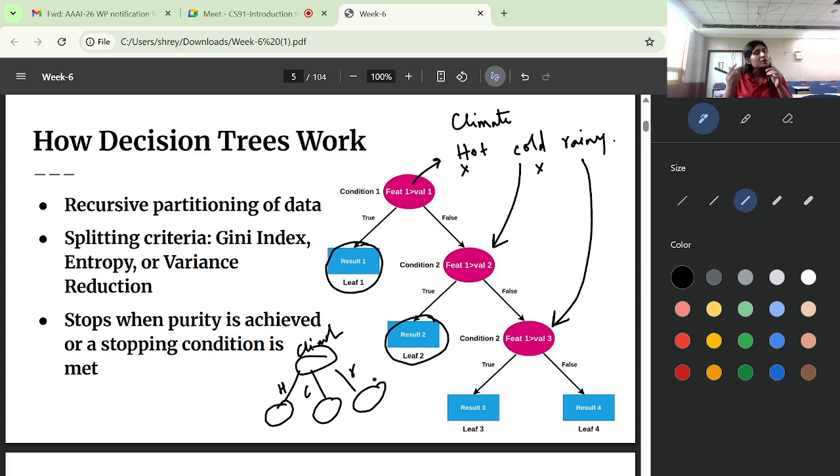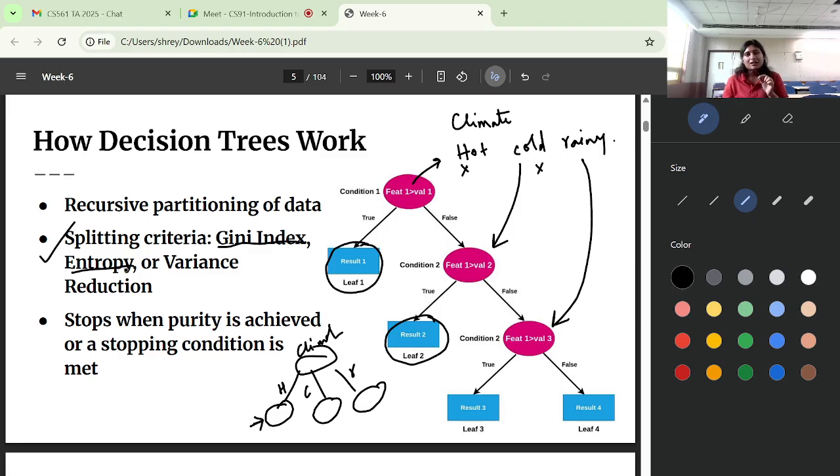Maybe some feature value is compared here, at this node another feature is compared, and at a third node maybe another feature is compared. So the first question that arises is how to split, how to choose this feature. The splitting criteria are based on some aspects, which can be named Gini index, entropy and variance reduction. We are going to majorly discuss Gini index and entropy.